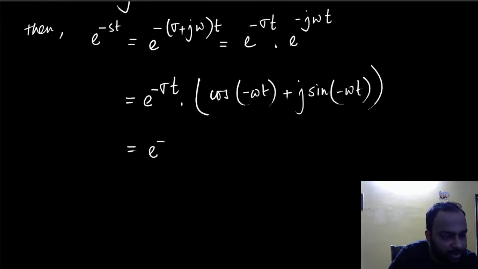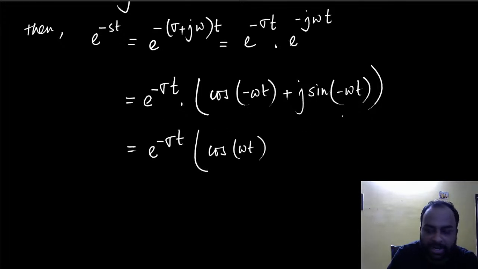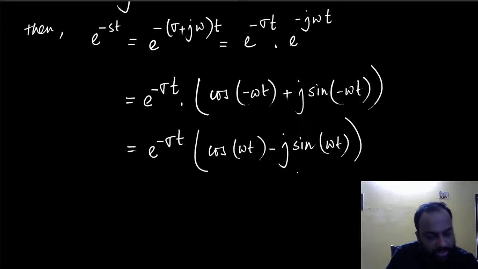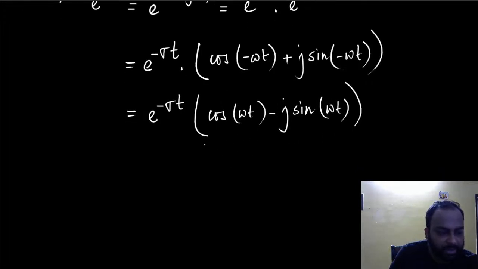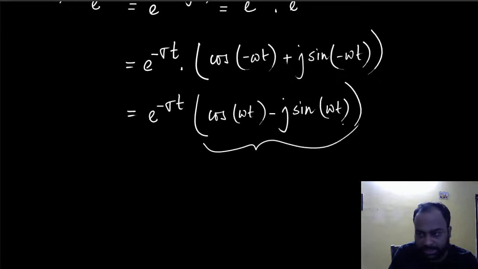So I would have e to the power minus sigma t, and then I would have, of course, cos of minus theta is cos theta, so I have cos omega t, and sine of minus theta is minus sine theta, so I would have minus j sine omega t, right? So now this is a complex number but made up of sinusoids, but this is a real part, real number, right?